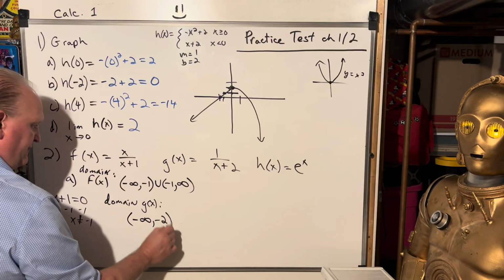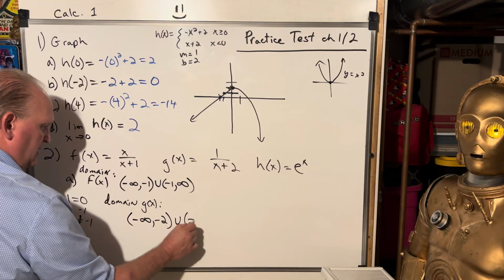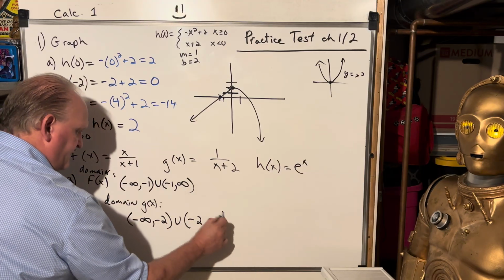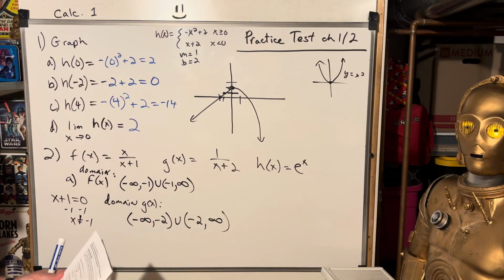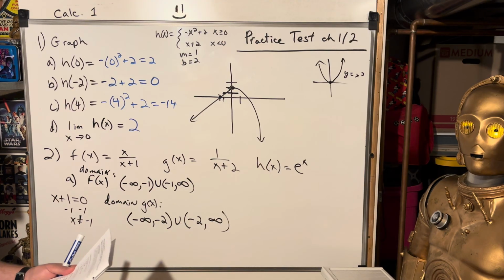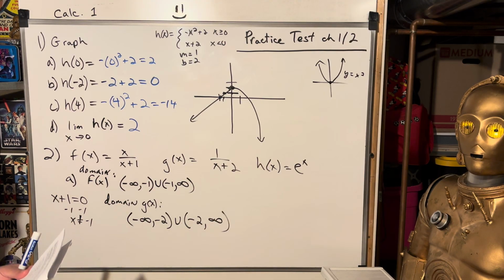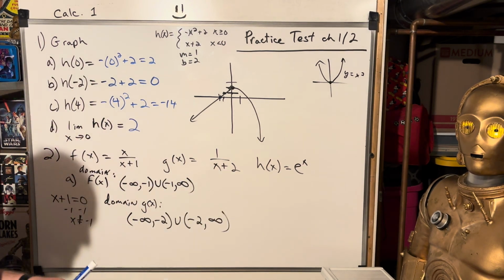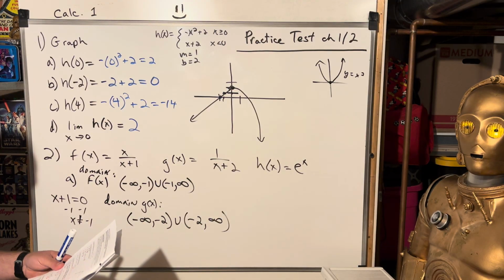So it's going to look very, very much the same as f of x. And they're not worried about h of x. If they would have asked for h of x, that would have been all reals. You can put any x in for that, positive or negative. So that would have been negative infinity to infinity.